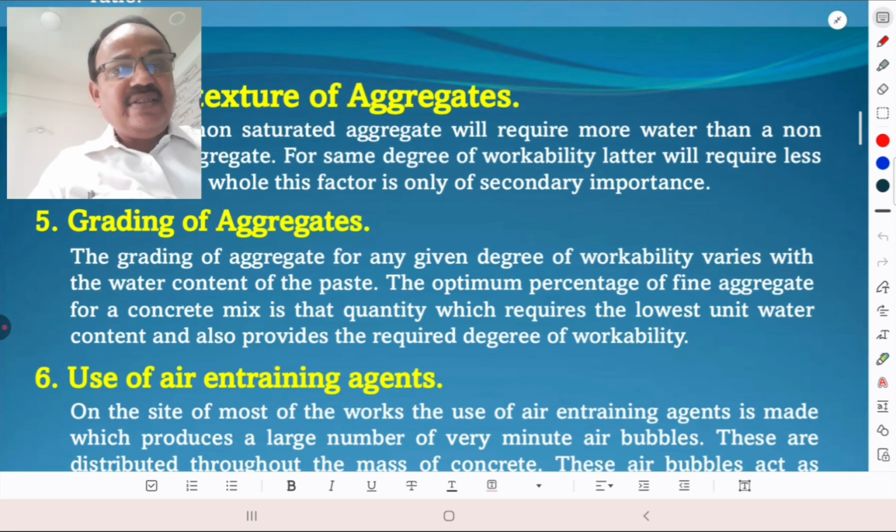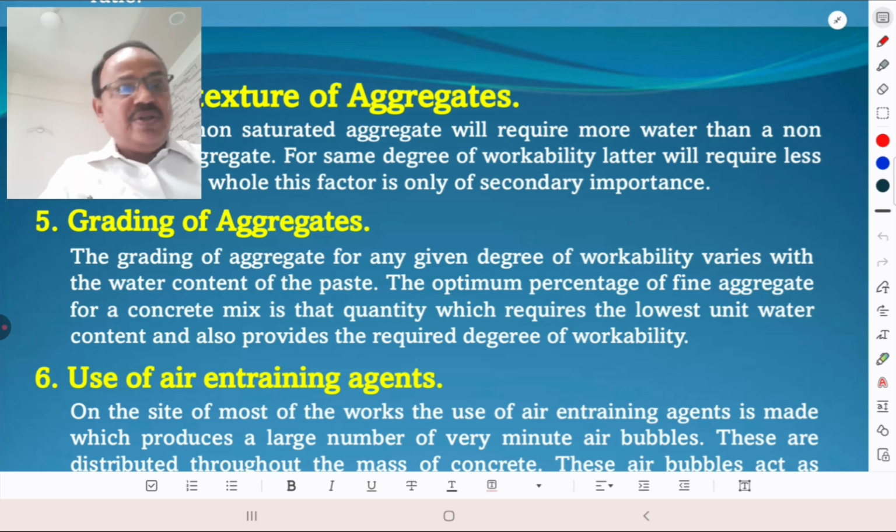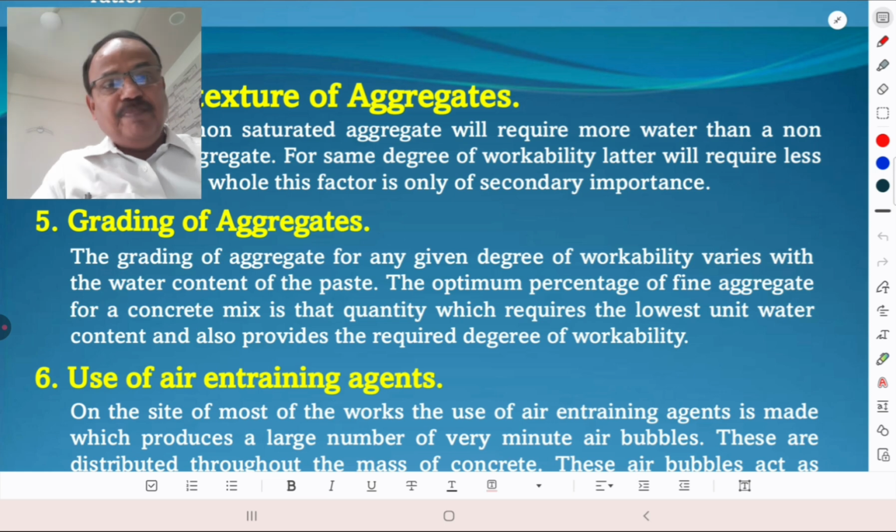Then grading of aggregate. The grading of aggregate for any given degree of workability varies with the water content of the paste. Optimum percentage of fine aggregate for a concrete mix is that quantity which requires the lowest unit water content and also provides the required degree of workability. That is the grading of aggregate. Grading means arrangement of various types of particles.